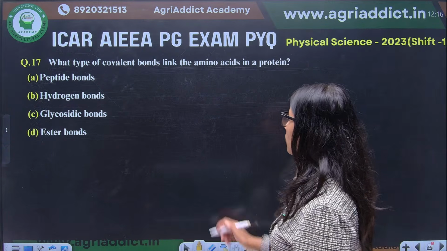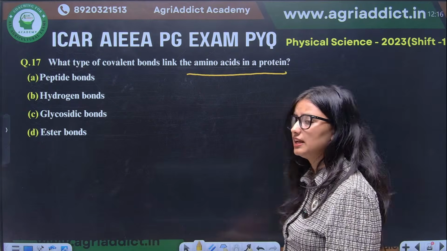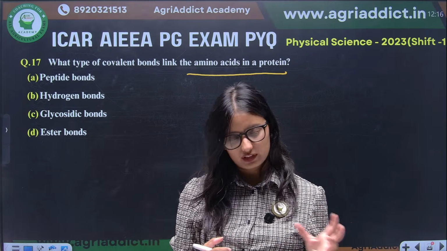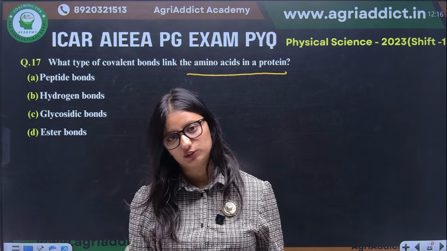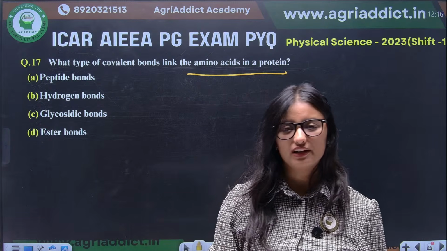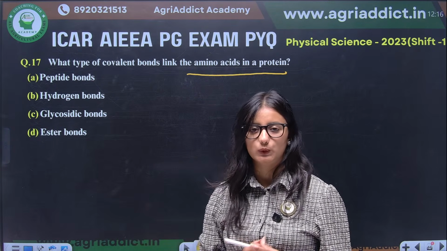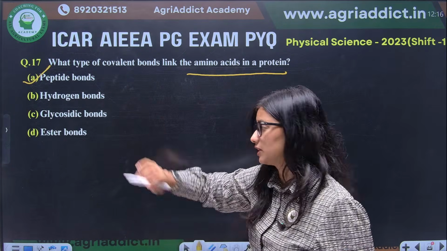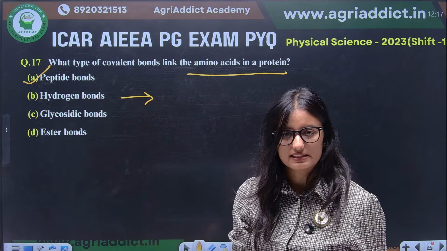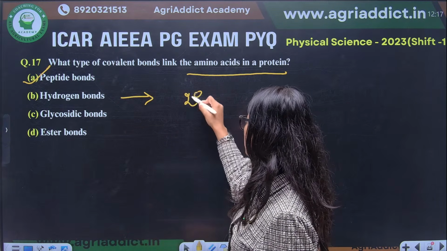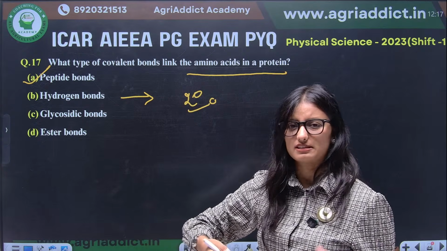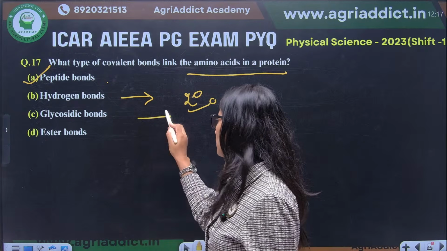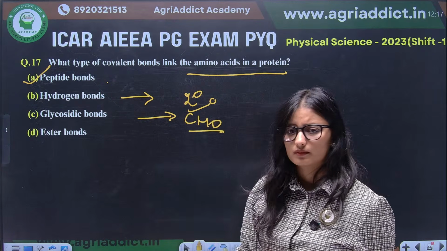What type of covalent bond link amino acids in a protein? प्रोटीन अमाइनो एसिड से कंबाइन होके बनता है, तो उसके बीच में कौन सा बॉन्ड होता है? Which bond is present between amino acids to make a protein molecule? Very good. Peptide bond is the correct answer. What about hydrogen bond? Hydrogen bond is also present in the protein, but in its secondary structure और complex structures में present होता है. Primary structure में सिर्फ peptide bonds are present. What is glycosidic bond? Glycosidic bond is present in carbohydrates. Okay.